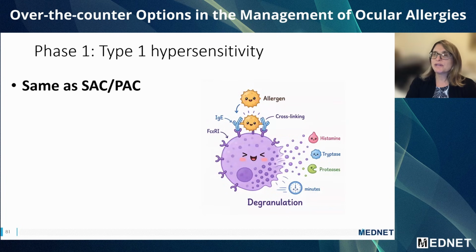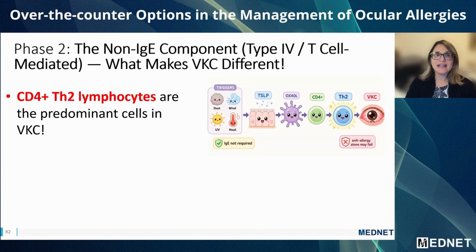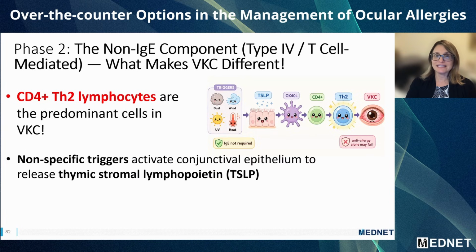So with type 1, we already talked about it, same as SAC and PAC, you're dealing with degranulation of mast cells. But where does VKC differ? It differs with the non-IgE component. And it's the CD4 Th2 lymphocytes are predominant in VKC.